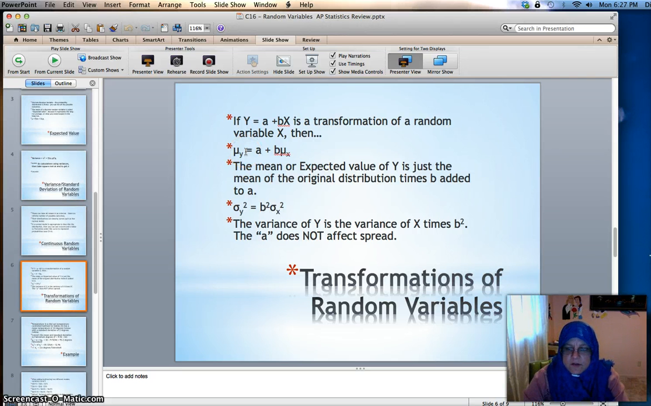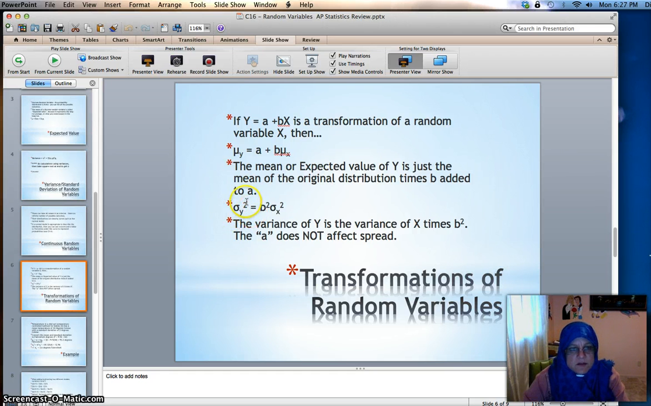Well, we kind of talked about this already when we talked about transformations back in Chapter 6, right? So the mean, it'll get multiplied by whatever the mean of the original distribution was, and it'll move over by whatever the y-intercept is as well. So the mean or expected value of Y is just the mean of the original distribution times b added to a. Now, the standard deviation is a little bit different, right?